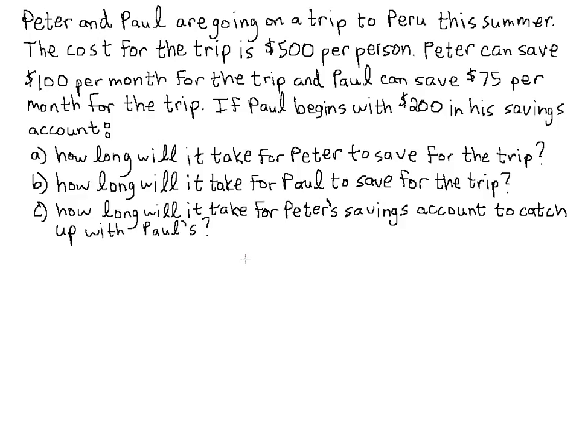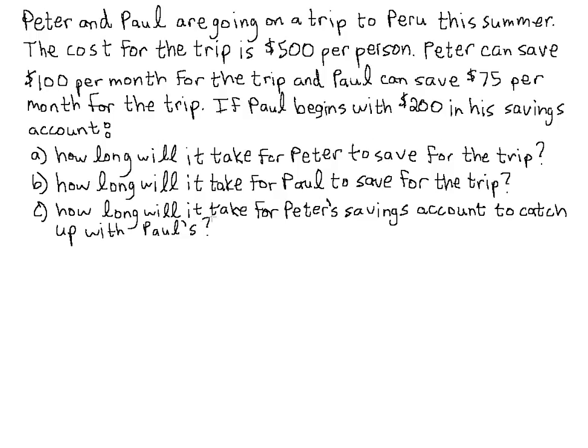Peter can save $100 per month for the trip, and Paul can save $75 per month for the trip. Here we go. So if Paul begins with $200 in a savings account, we want to know these three scenarios. We want to know how long it'll take for Peter to save for the trip, how long will it take for Paul to save for the trip, and how long will it take for Peter's savings account to catch up with Paul's savings account? All right, so very good questions here.